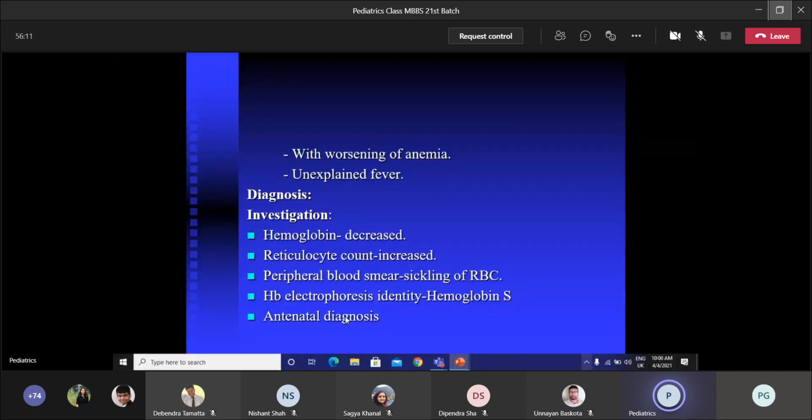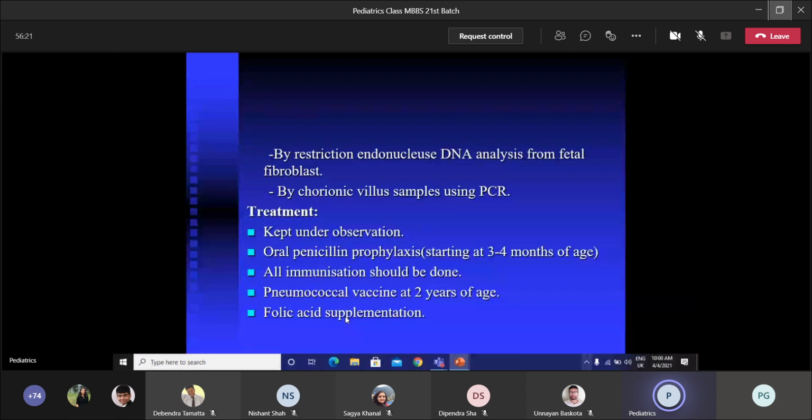Antenatally, by restriction endonuclease DNA analysis from the fetal fibroblast, or by chorionic villus sampling using PCR method, you can diagnose antenatally also.